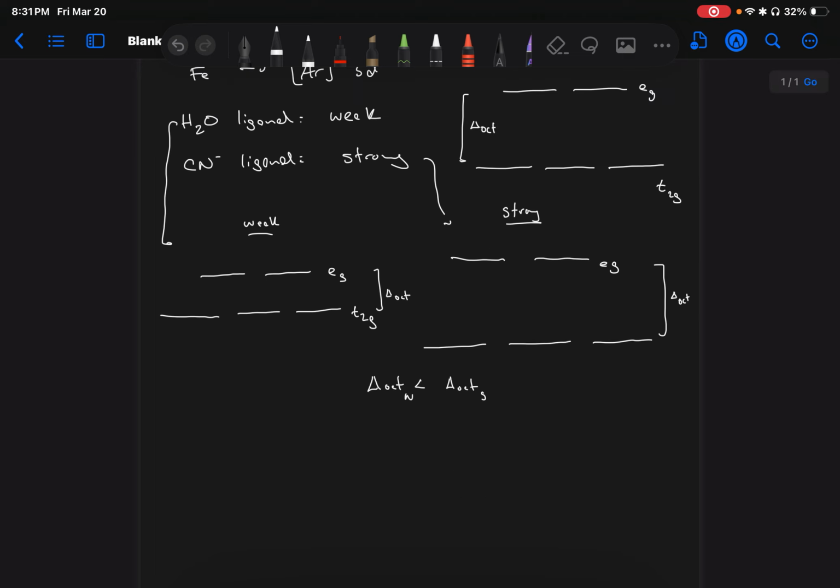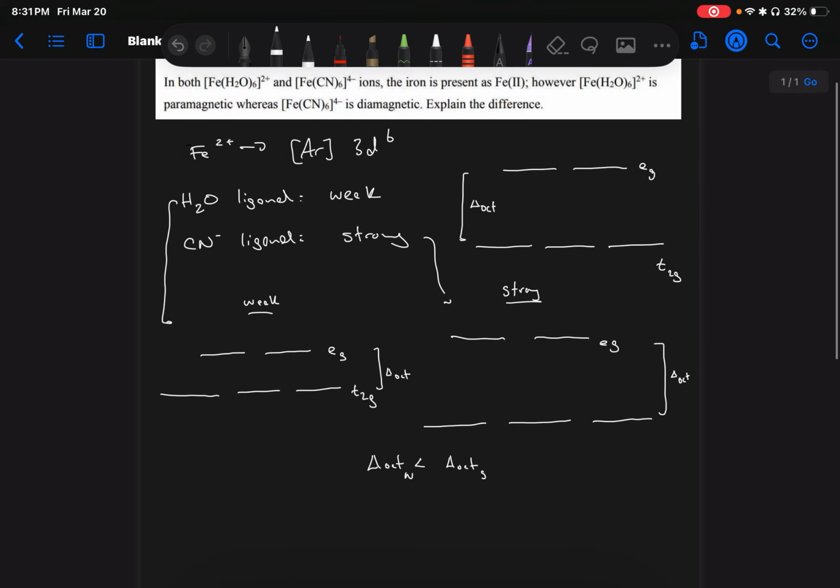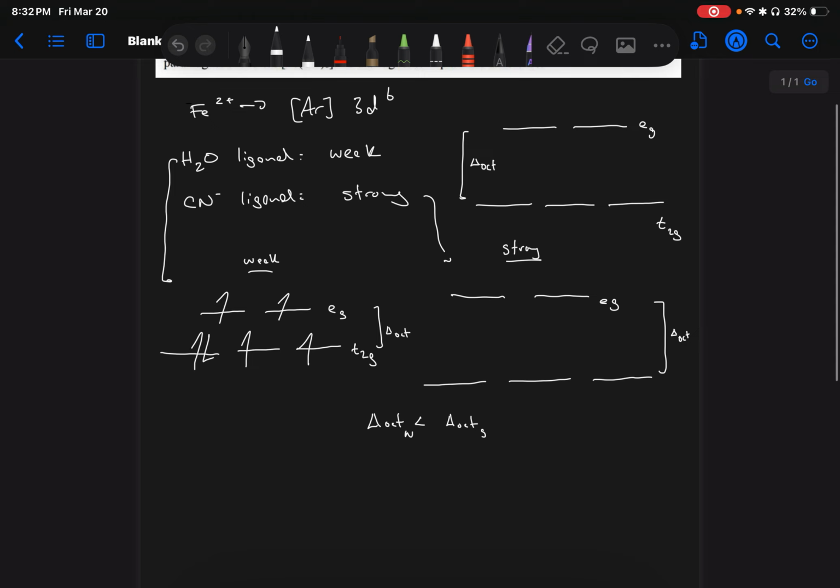Now let's start with the weak field ligand, H2O. We have 6 electrons, so we need to fill them in. 1, 2, 3. The EG level is close enough to T2G that the remaining electrons will fill in these higher levels before pairing up for that last one. So 1, 2, 3, 4, 5, 6. That's what the weak field will look like. Before I move on, you can see here that there are 4 unpaired electrons. That's a key difference.